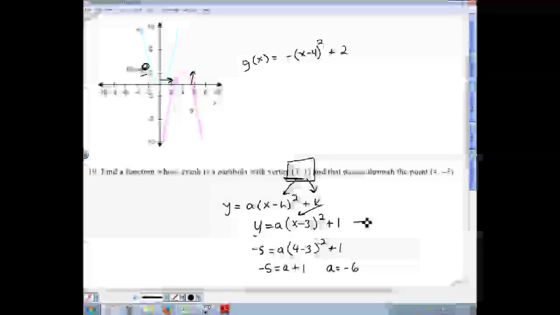So the equation is y equals negative 6 times x minus 3 squared plus 1.